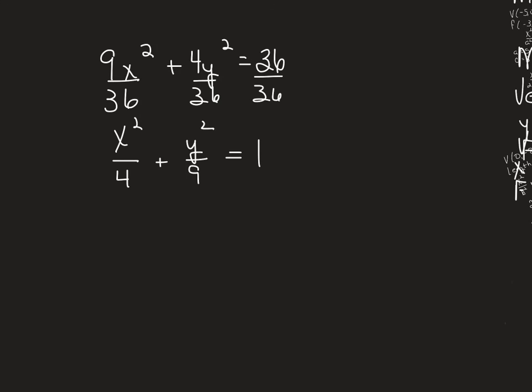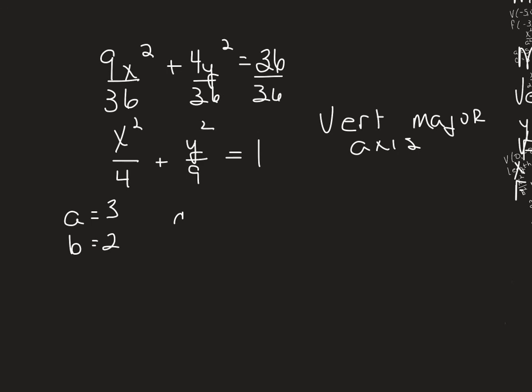We have a vertical major axis. We know that A is 3, B is 2, and C squared is equal to 9 minus 4. So C is equal to the square root of 5.